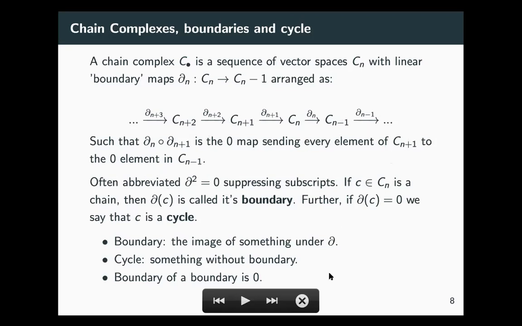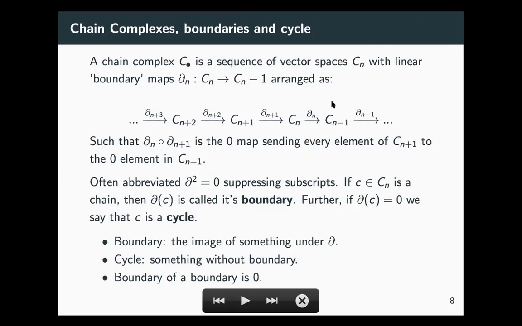And so now we're going to introduce some terminology. If I take some chain in C_n, so if I start here and I take delta_n and end up in C_{n-1}, whatever I land on, we're going to call that a boundary. We're going to call this the boundary map. That just means that it takes something in here and takes it to something that we can call its boundary in here. There will be a geometric connection to the sense of boundary that you're used to.